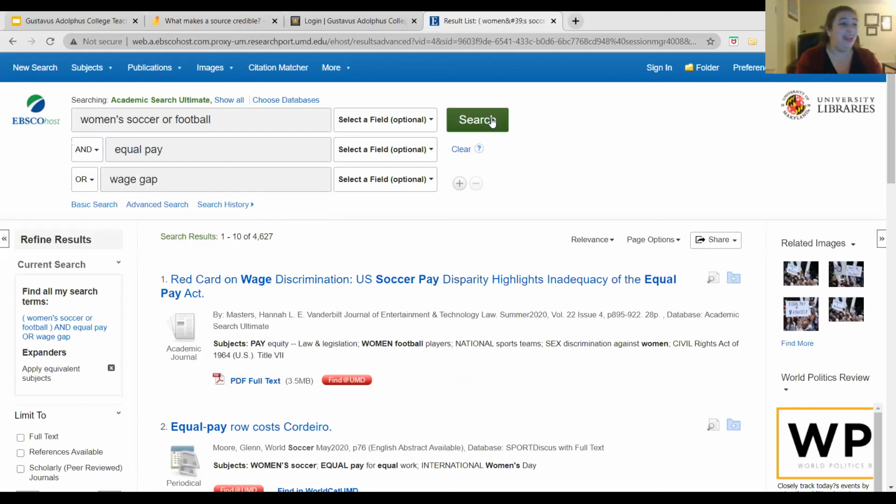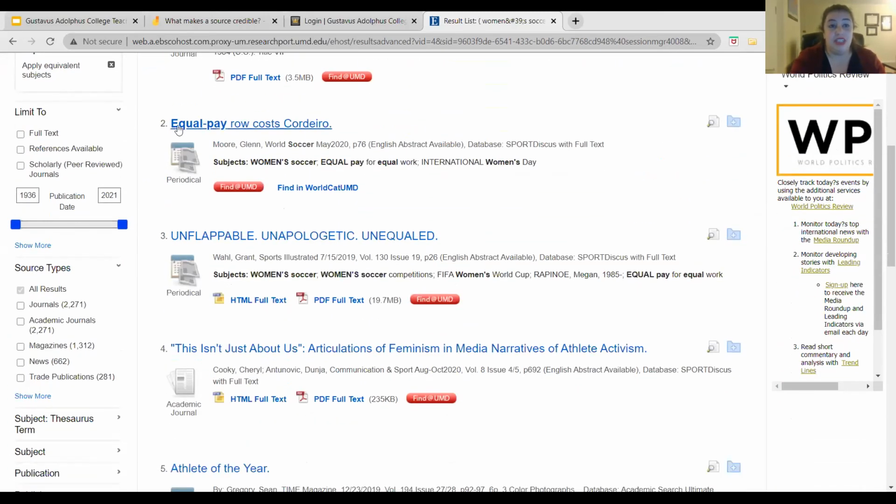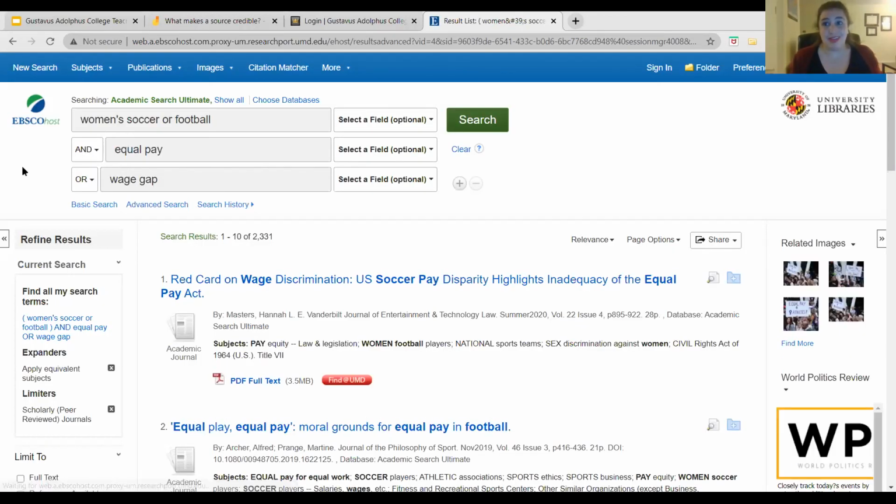Okay, wow. So I have gotten 4,600 results, and I definitely need to narrow that down. So there are a few ways that I might narrow down my search. One way is to do that by source type, and we can see all the different limiters down here on the side of my screen. So because I only want to look for those scholarly peer-reviewed sources, I'm going to click on Limit to Scholarly Peer-Reviewed Sources. And I've still got over 2,000 results.